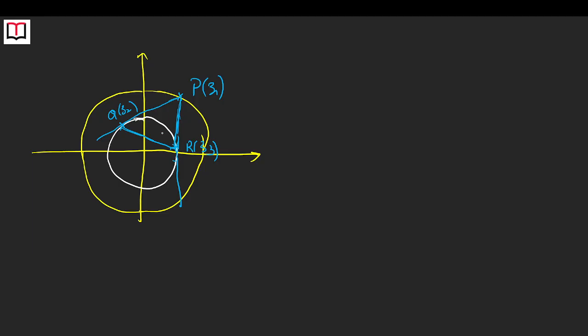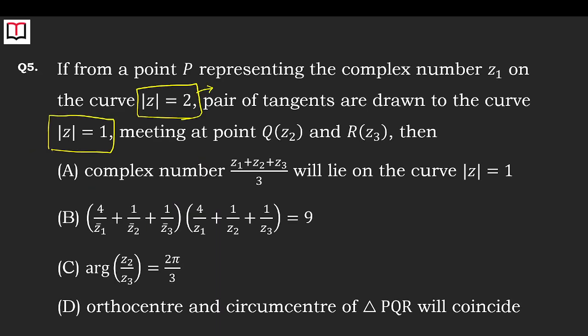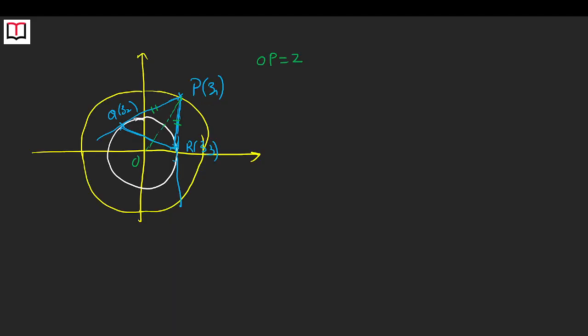Now see what do we know about this figure primarily? So this is of course 2 units, OP is 2 units. Okay, and what else? Of course, these two are equal. Fine. So let's see what they have asked here. So complex number will lie... Okay, that means the first question is: does the centroid of the triangle PQR lie on the inner circle? Chaliye, let's try to prove it. We need to check it actually.